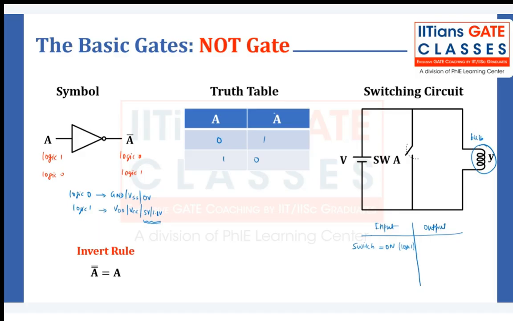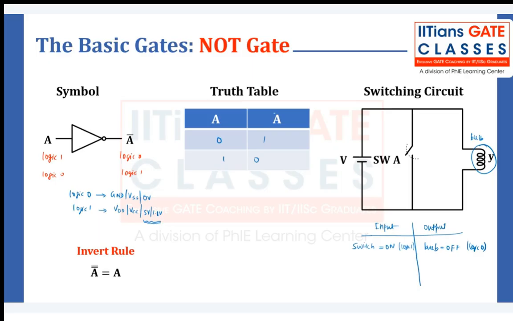Is it an inverter? Rohit, no, you cannot make a mistake. So when the switch is on, will the bulb be on or off? Bulb will be off, right? When the switch is on, bulb will be off. So when we say bulb will be off, we mean that it is your logic 0.